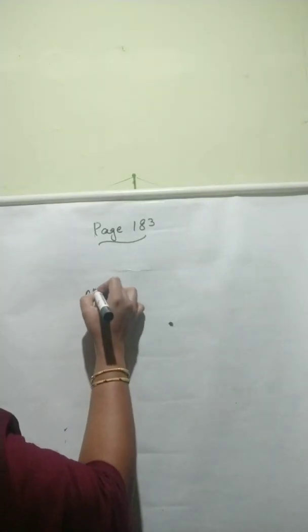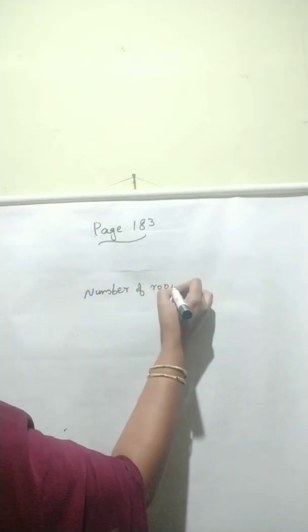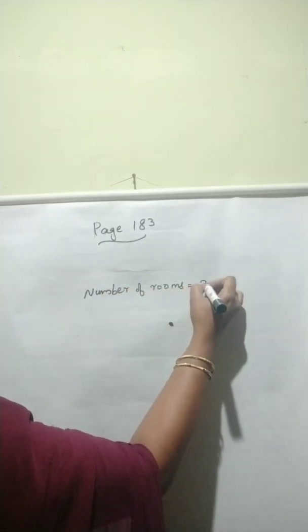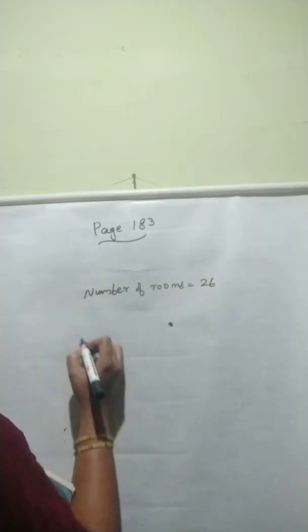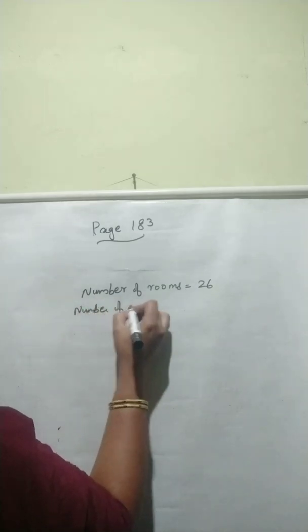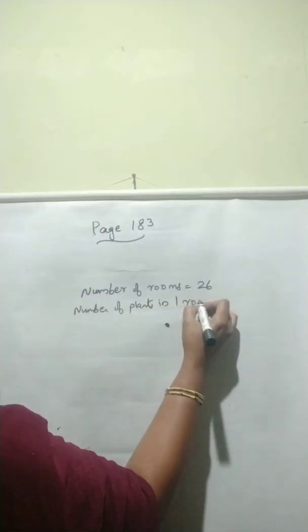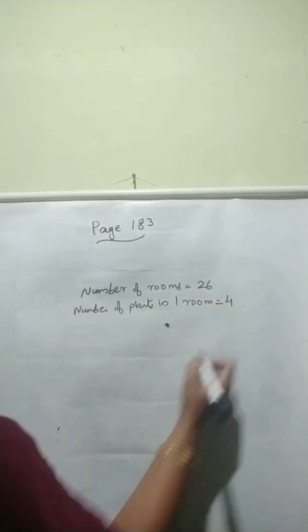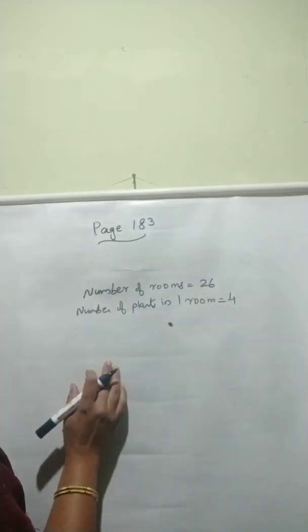So first we want to understand the number of rooms. How many are there? 26 rooms are there. Okay. Then the number of plants in one room, we know that is equal to 4 plants. Okay, how many are there? In one room, 4 plants are there.